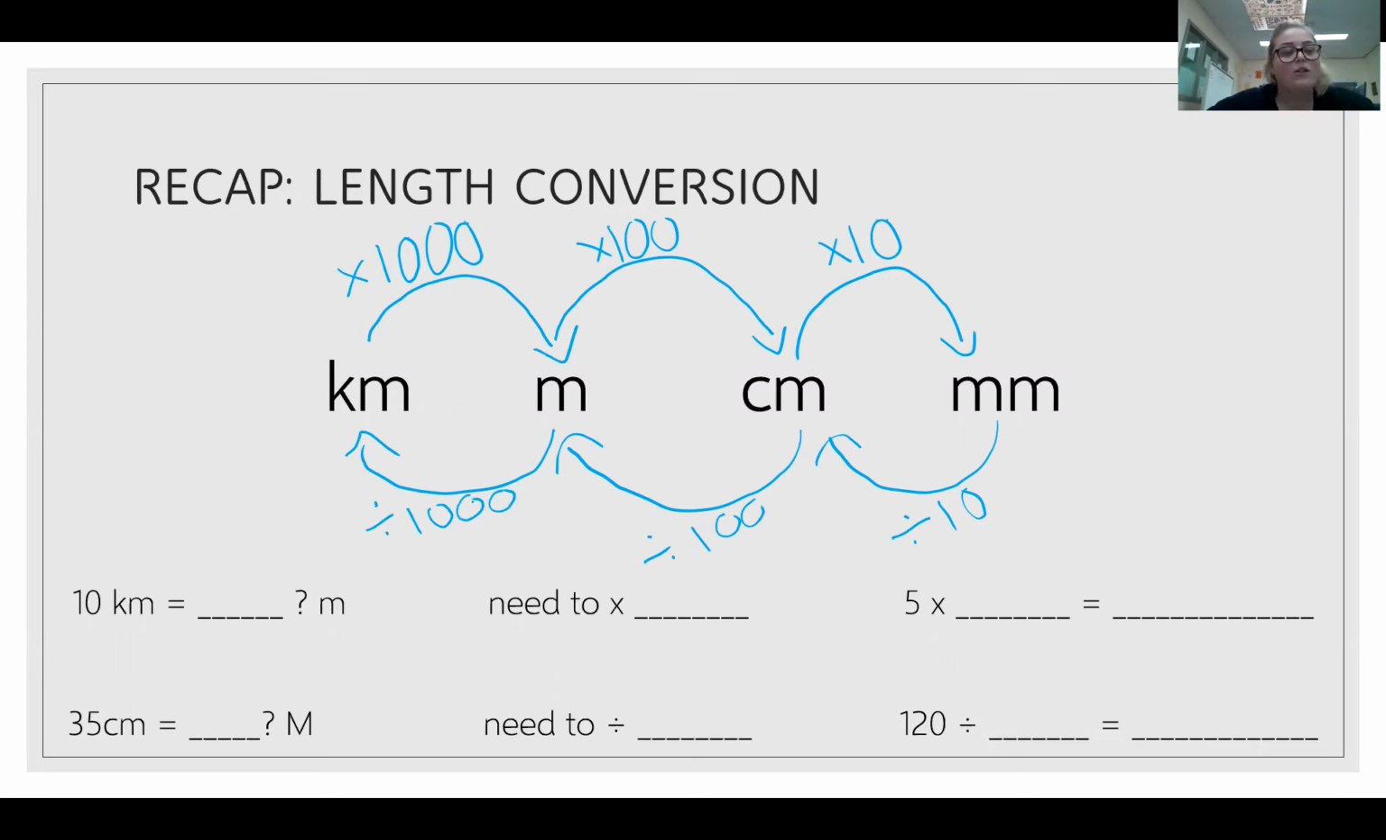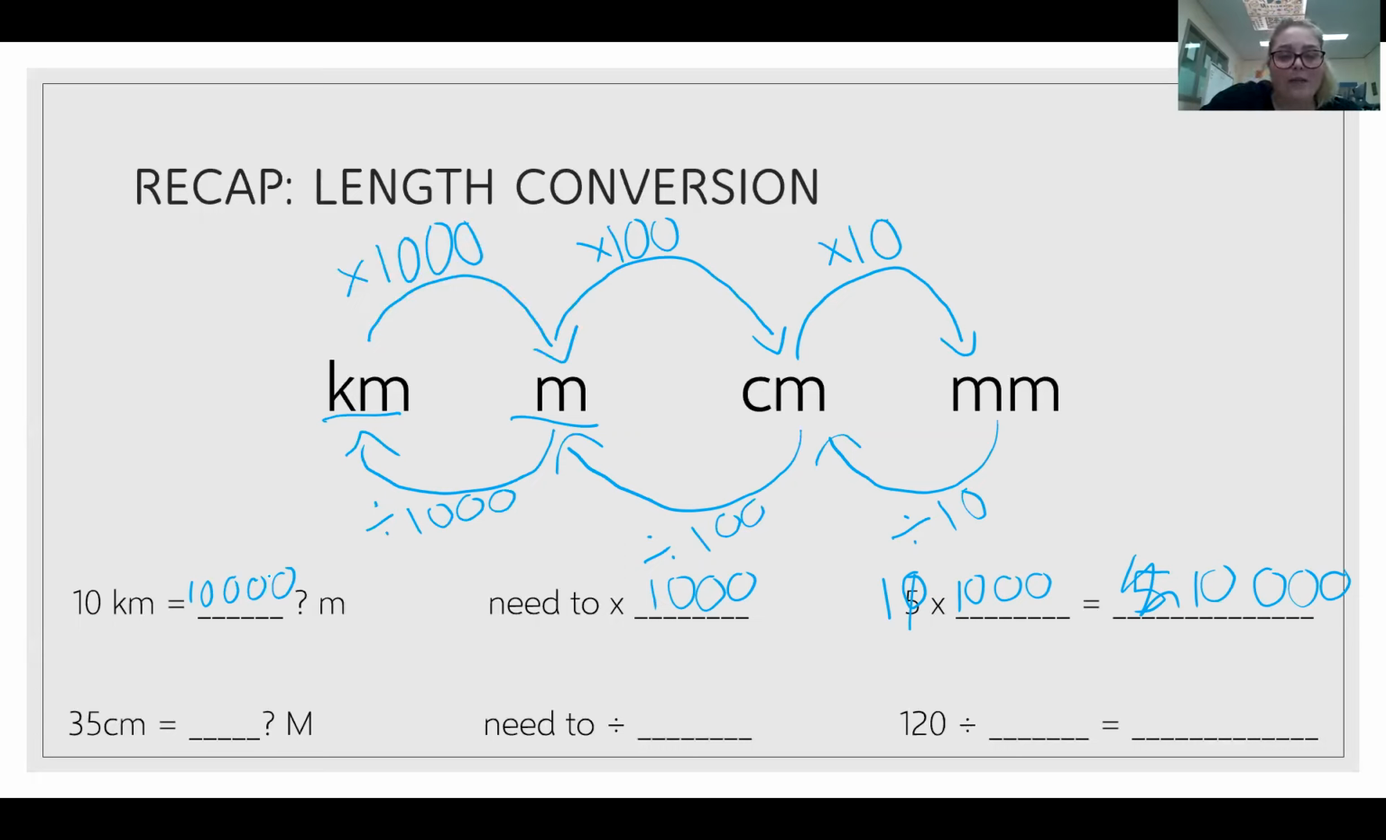So if I need to go from kilometers to meters, I have 10 kilometers and I need to times them by 1,000. So 10 times 1,000 equals 10,000. Okay, so 10 kilometers is the same as 10,000 meters.